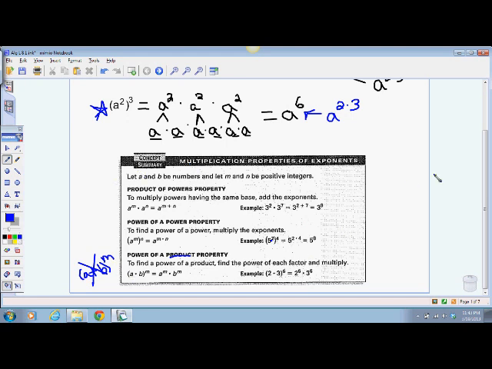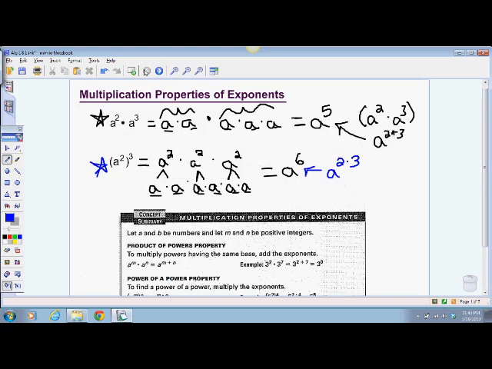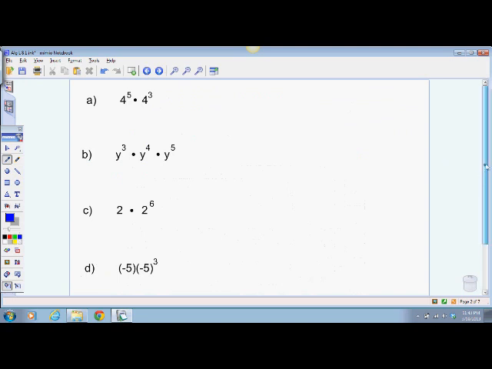Okay. The power of these properties is they make simplifying problems with exponents a lot easier, so you don't have to write everything out every time. Let's look at some examples. The first example we have is 4 to the fifth times 4 to the third.